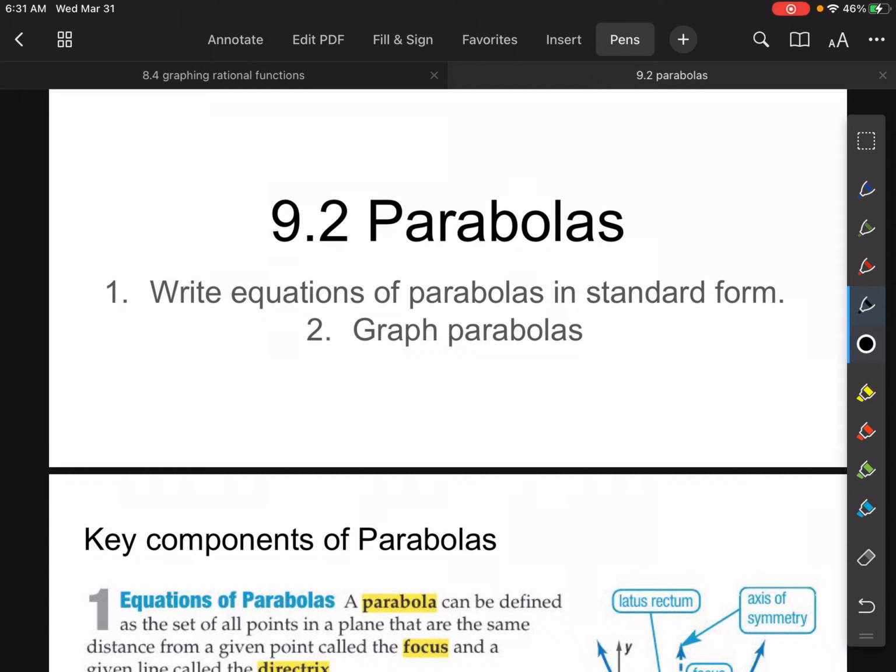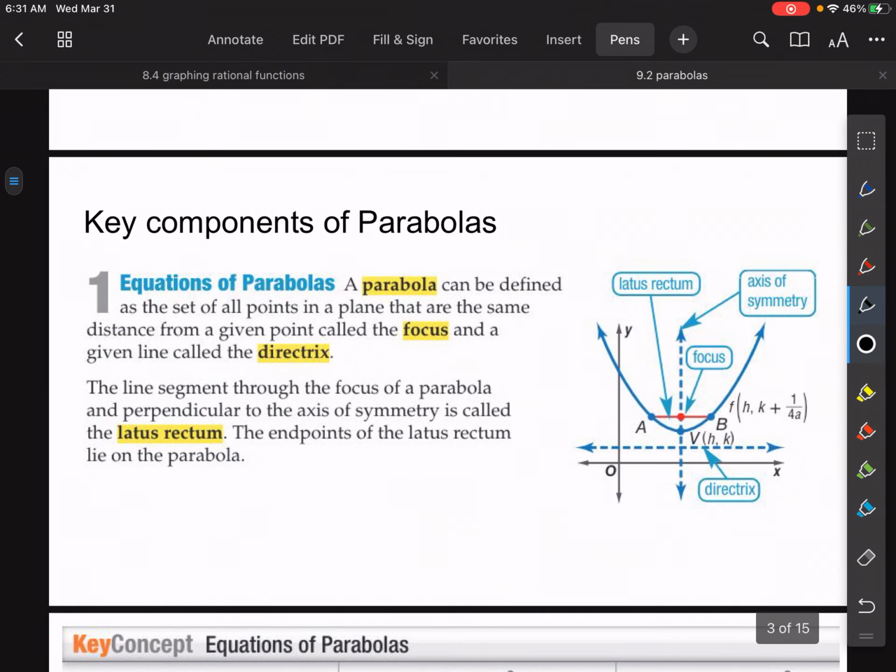We have two objectives for today. We're writing equations of parabolas in standard form, and then we're graphing those parabolas. So let's define what a parabola actually is. There's some new terminology here for parabolas.